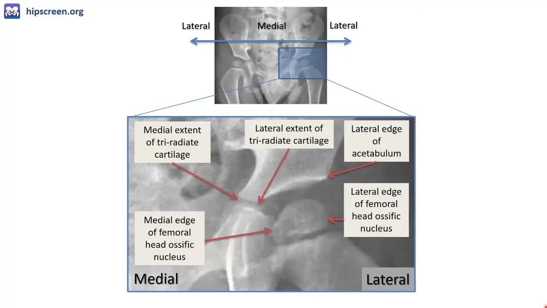Finally, it's important to have a language for discussing direction on an x-ray. We use the term medial to mean towards the center of the child's body, and the term lateral to mean towards either side of the child's body. You'll notice that medial and lateral are relative terms, as you can see labeled here in this blow-up of the patient's left hip. So that the lateral extent of the triradiate cartilage is medial to the medial edge of the femoral ossific nucleus.